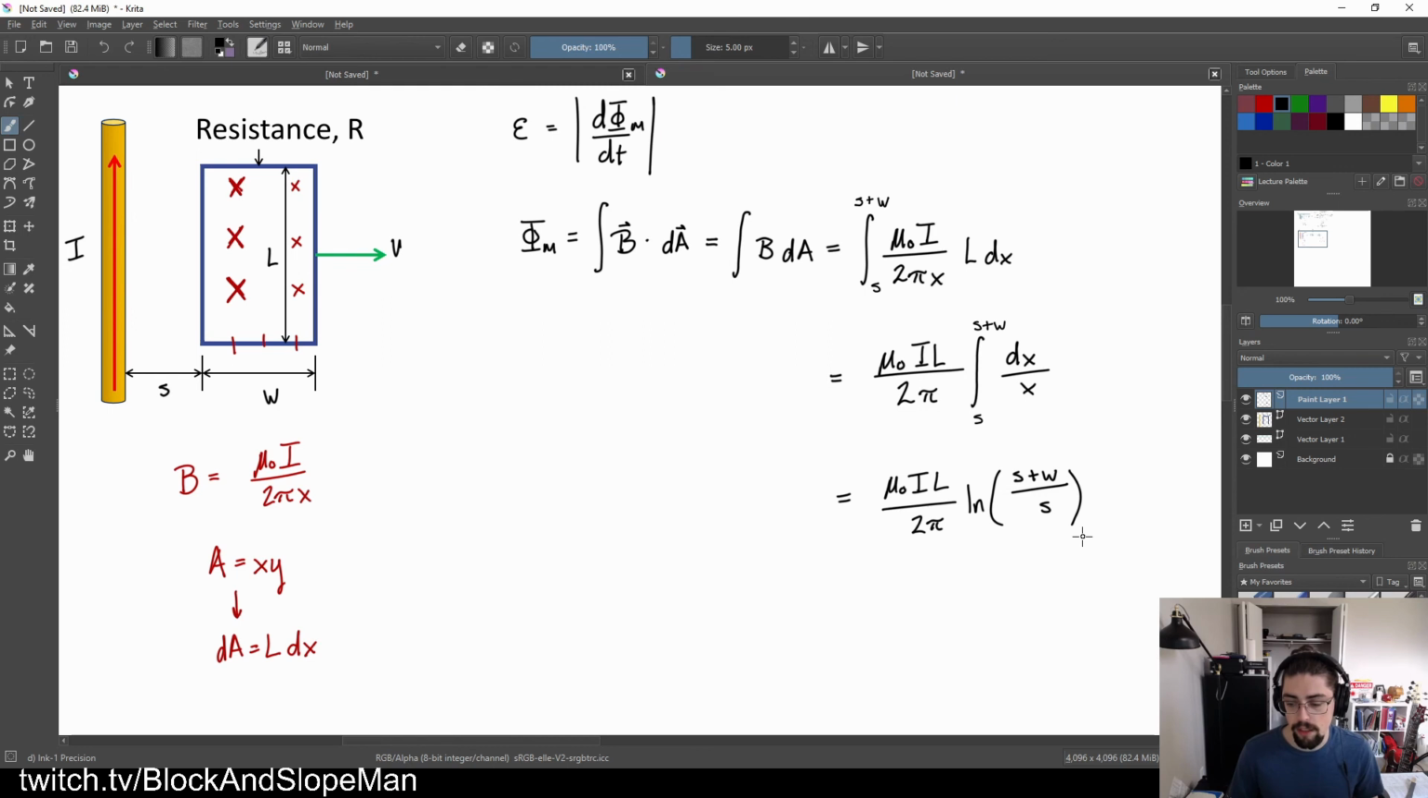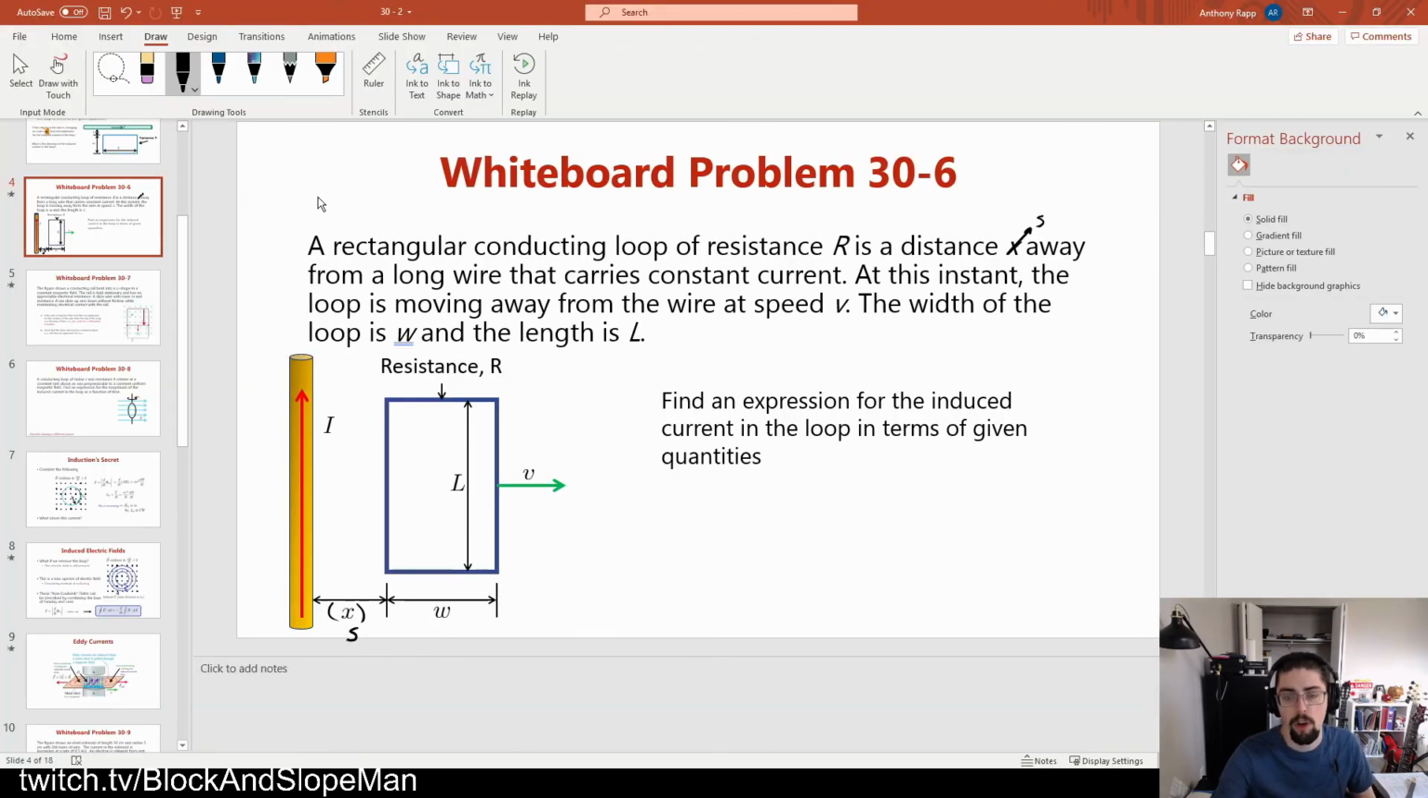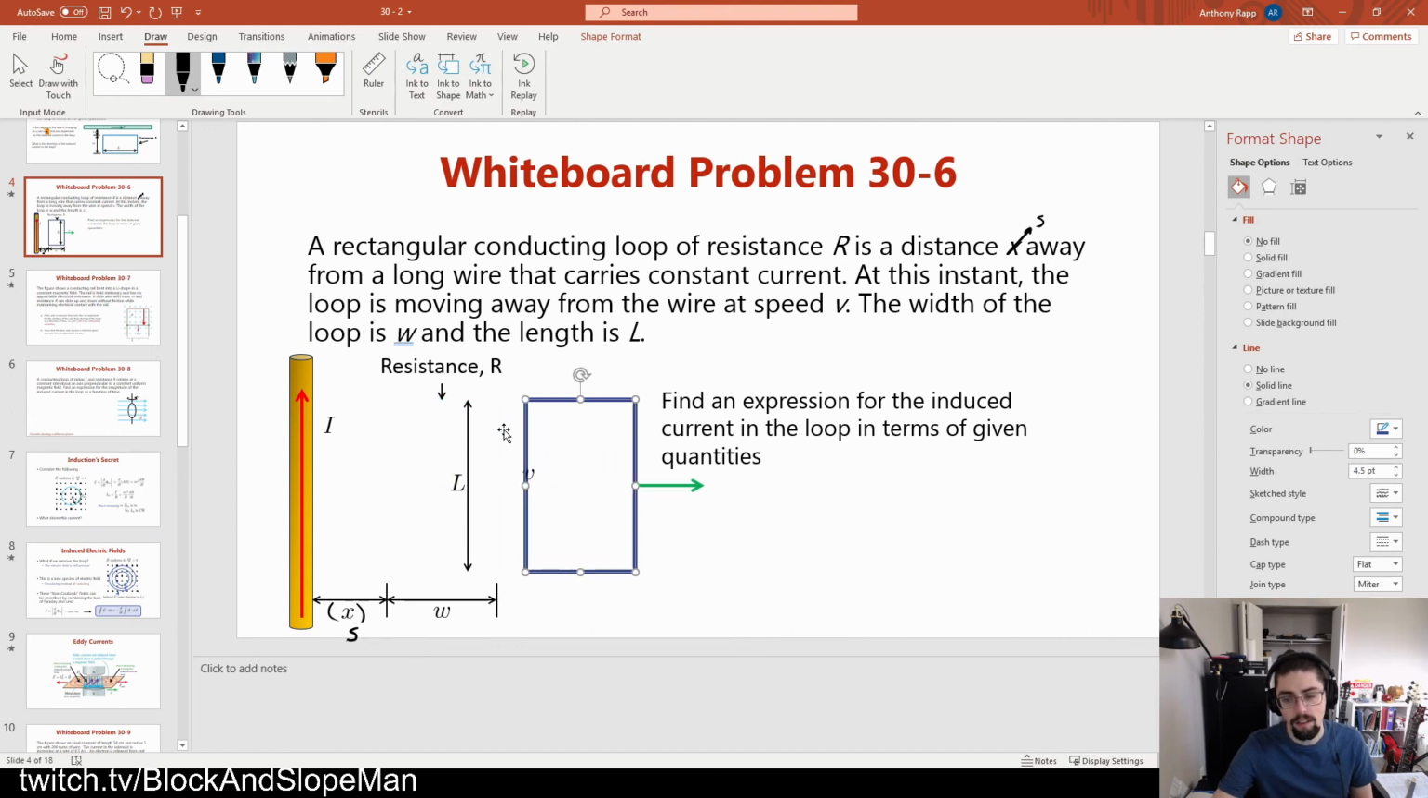Now, here's the point that's going to be a little bit different. Current is no longer changing. If we go back to the problem real quick, and let's stop all that stuff from showing up. A rectangular conducting loop of resistance R, distance away, and so on. There's nothing in here about the current ever changing. There's nothing in here about me changing the width, or changing the length, or changing the resistance. Instead, what I'm doing is I'm taking this loop and I'm dragging it away. Right? It's moving over across the screen like that.